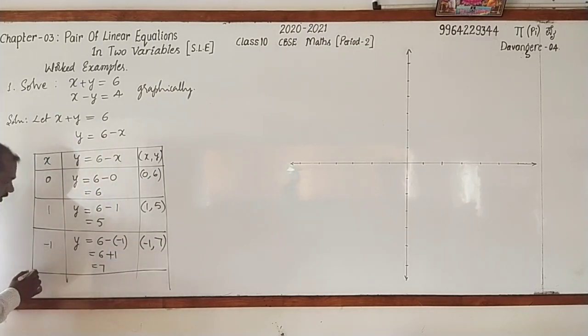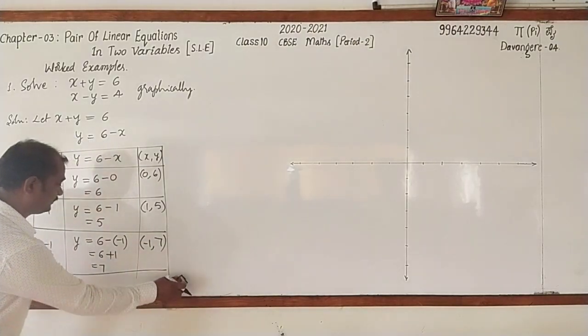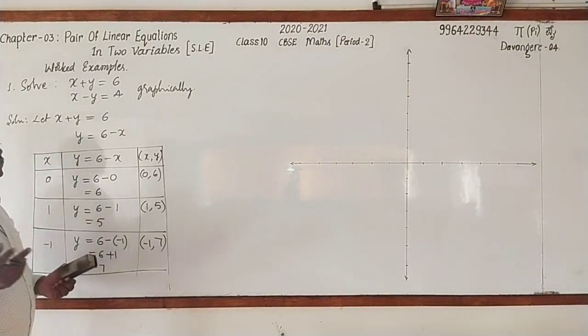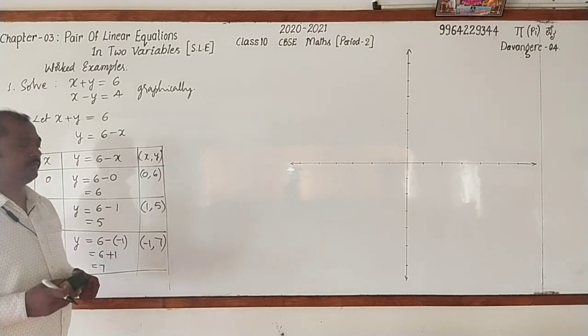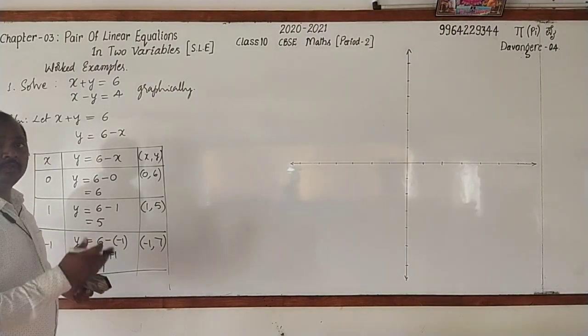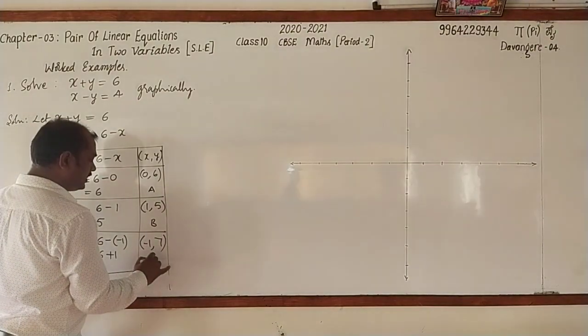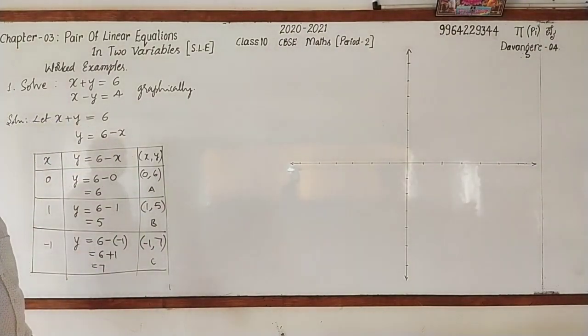How many points have we marked? We have found out a total of 3 points. To draw a line, 2 points are enough. Here we have found out one more. You can name these points as A, B and C. It will be easier for marking.